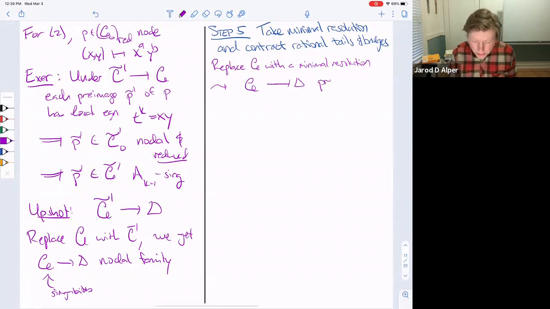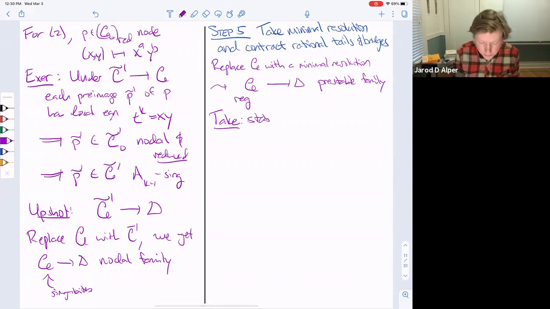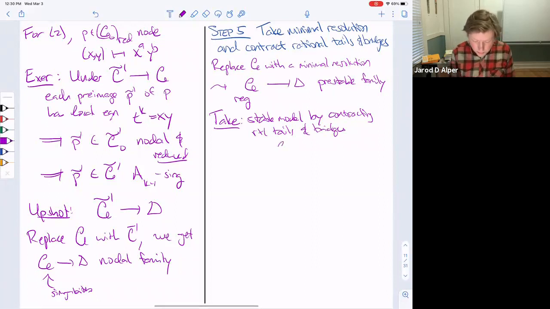And now it's really a pre-stable family of nodal curves. And this is regular. And so at this step, if you want, you can take the stable model by contracting rational tails and bridges, like we showed in complete generality, I think last time. So this gives you C going to the stable model over delta. And now this is a stable family.